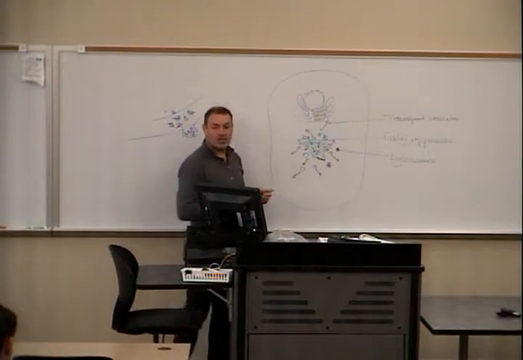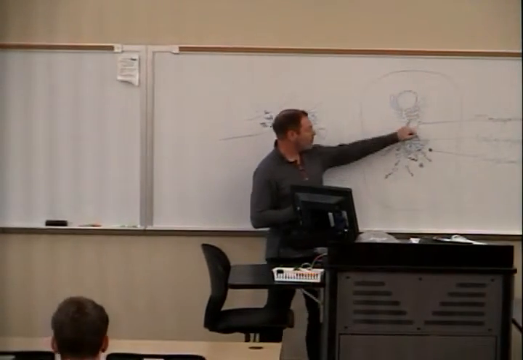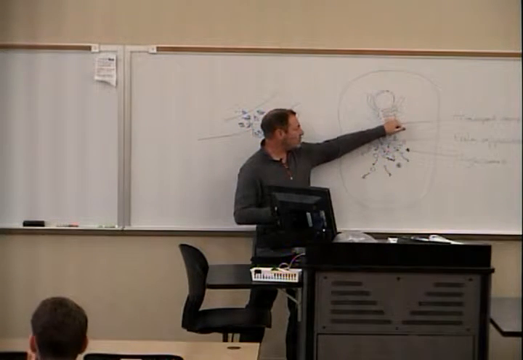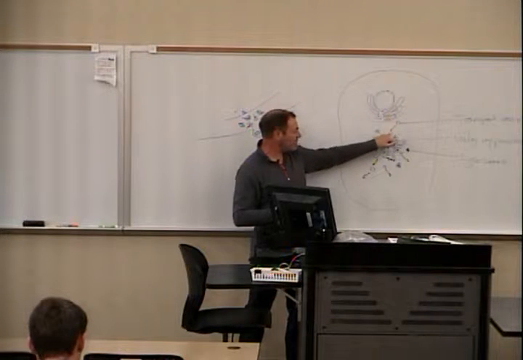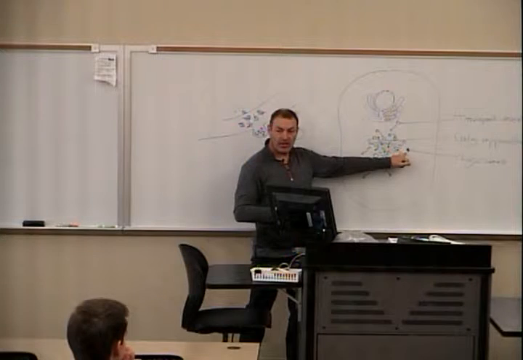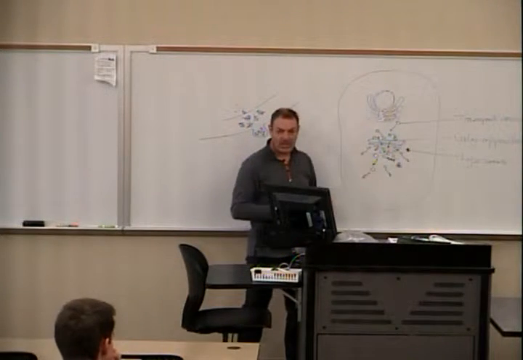They bud off from the Golgi. The proteins are going to be produced on ribosomes on the rough ER, and then those proteins are going to be put into a vesicle and shipped to the Golgi. They're going to be modified into functional lysosomes, and then they'll bud off from the Golgi.